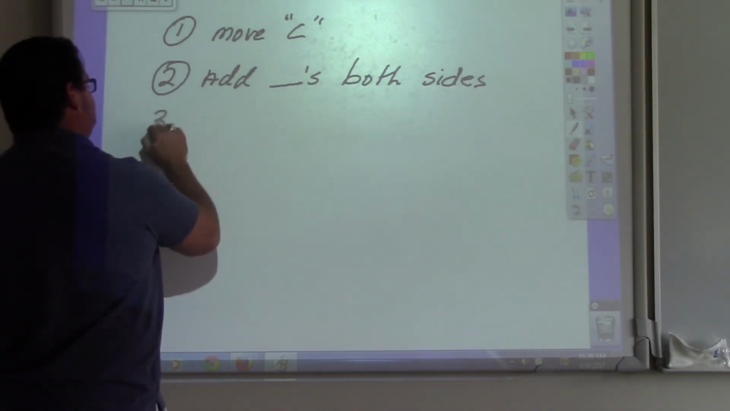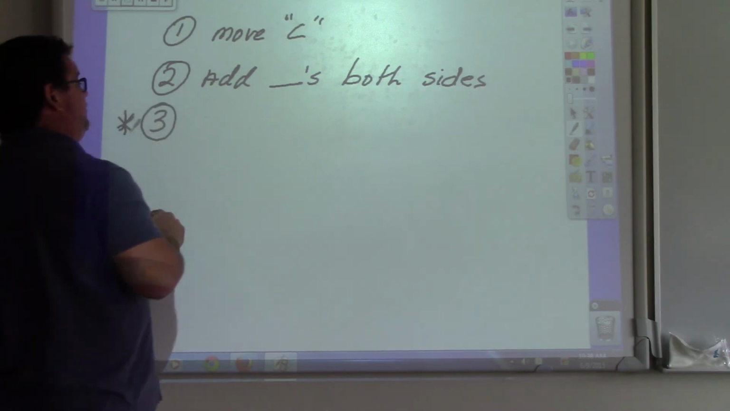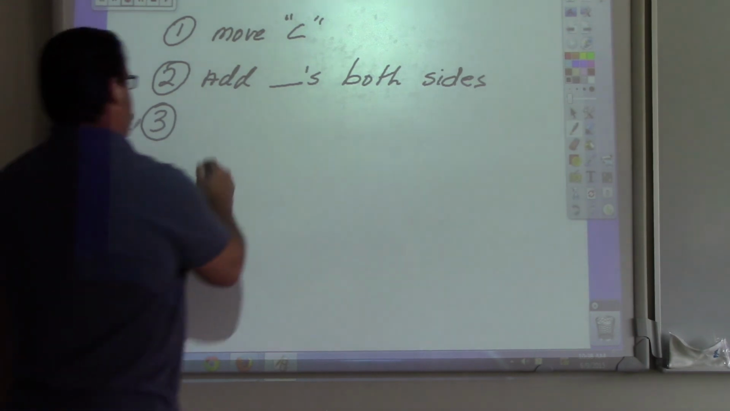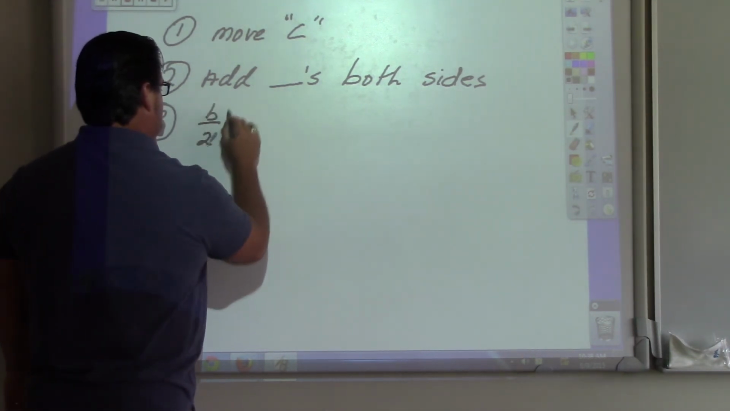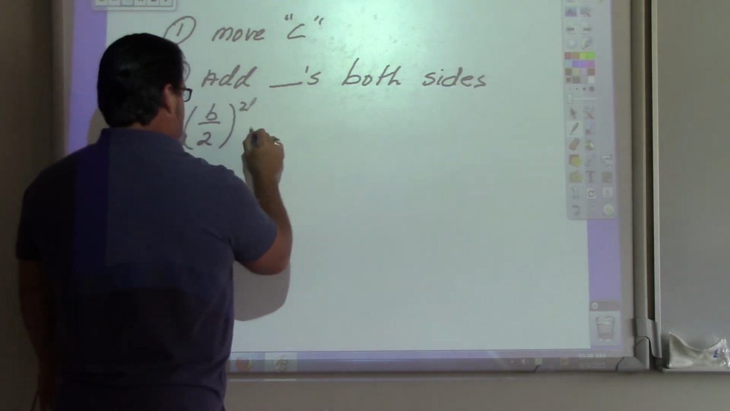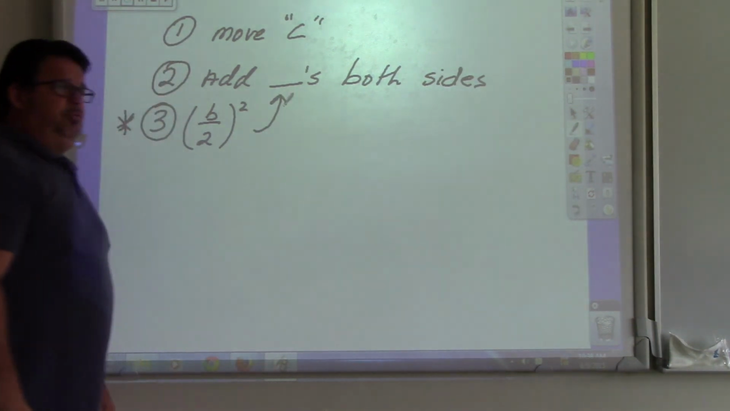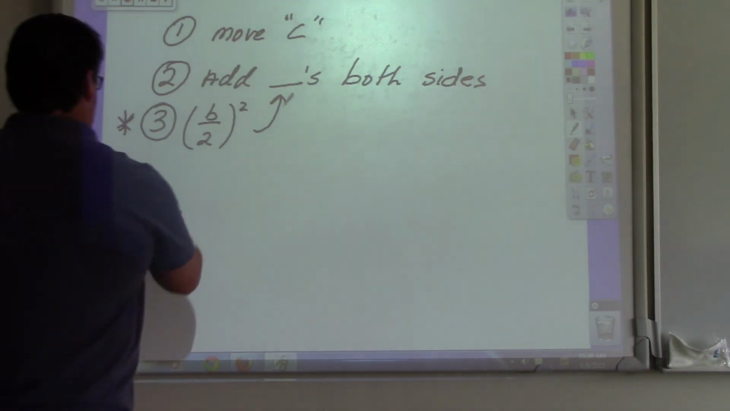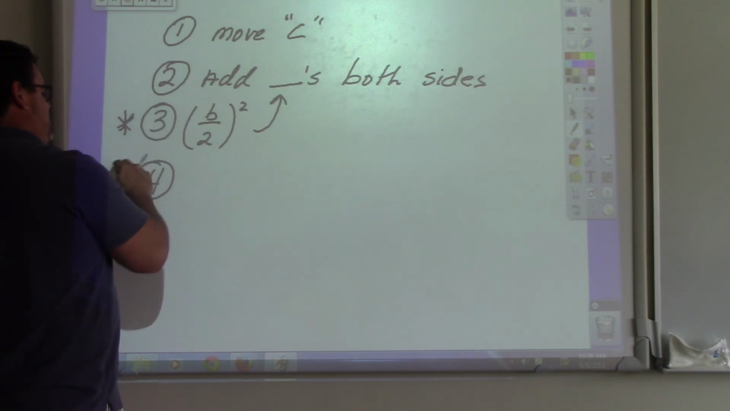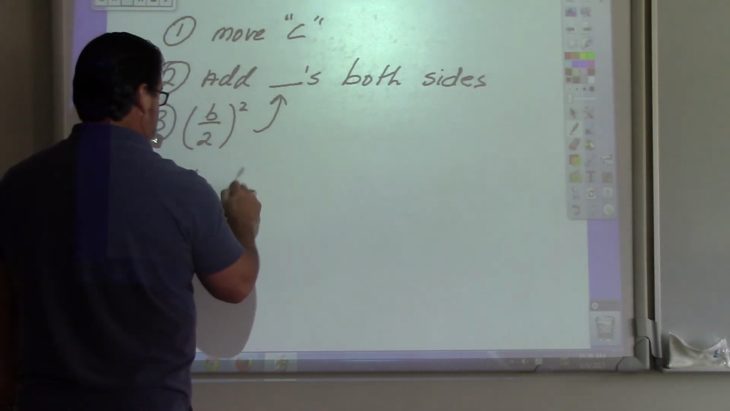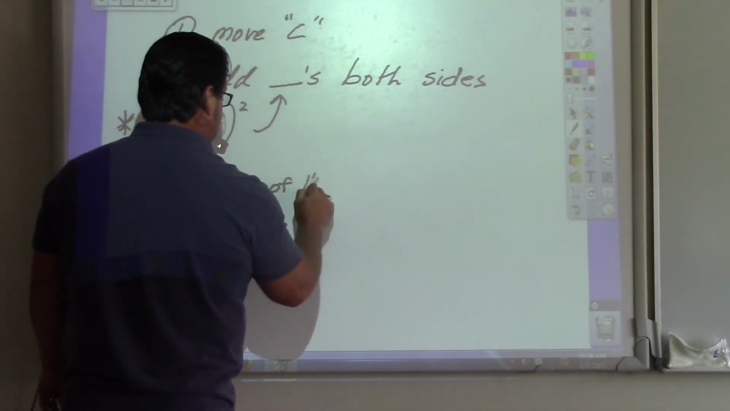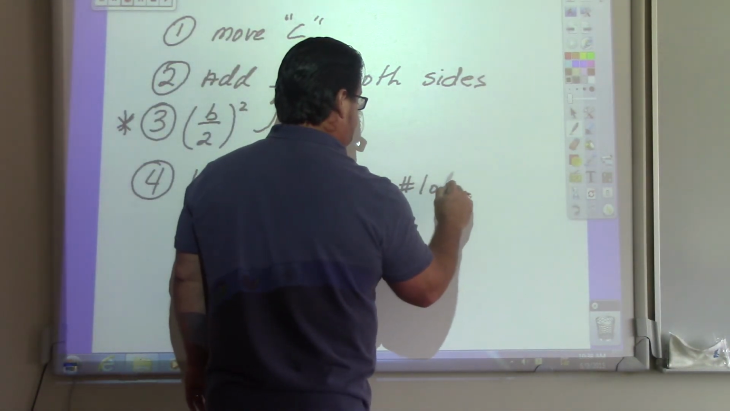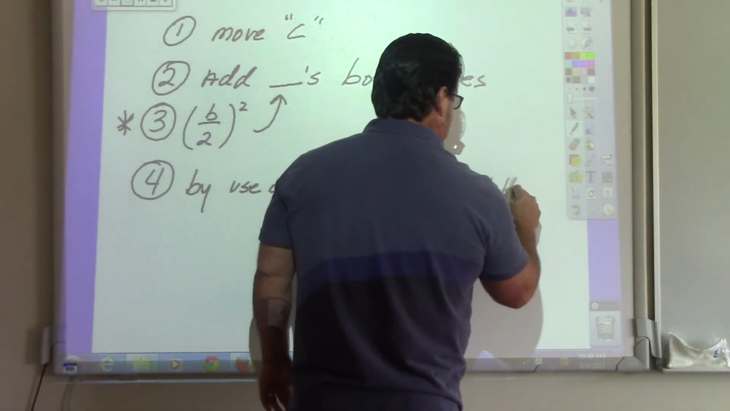Third is the most important because that's the actual completing the square. You're going to take B, divide it by 2, and you're going to square it. And you're going to take that answer and put in both blanks. 4. By using number 3, shortcuts number 1 or 2 will be the left-hand side.